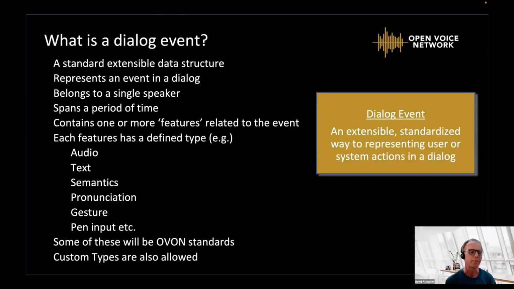So the layers can have different types. So for example, you might have an audio layer, a text layer, a meaning layer, pronunciation. At a later date, there could be things like gestures, pen input, all sorts of things could be in there. Some of these we envisage will be OVON standards. We're planning to standardize the most commonly used ones. But as I mentioned, the dialogue event is customizable. So you can use your own events, or other people can specify standards that can be used within the OVON dialogue event packet, but don't have to themselves be OVON standards themselves. If we can move to the next slide, please.